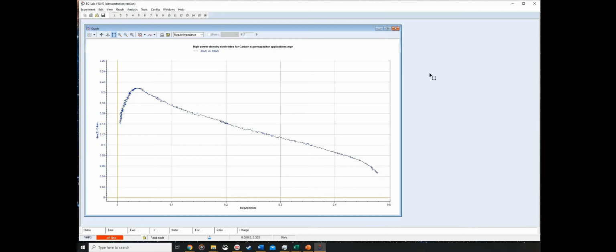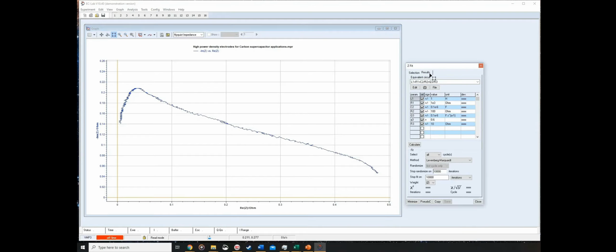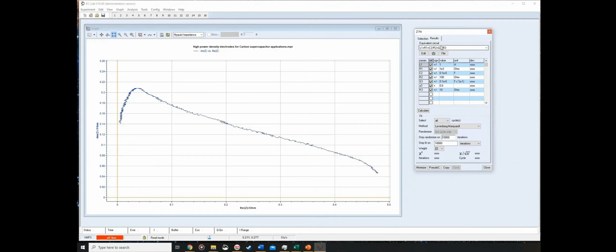Now for my simulation program I use EC-Lab, as you can see here, and I'm going to choose this option, electrochemical impedance spectroscopy. So here is the type of model, the circuitry model, and these are its values, and this is the method, and I'm going to use it for 10,000 iterations.